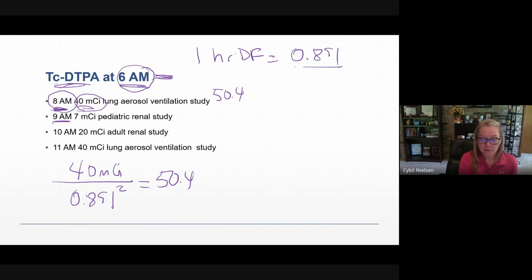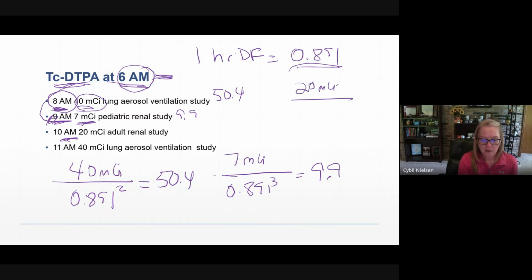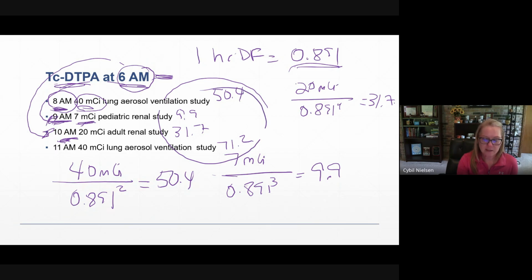Now the second one, I need 7 millicuries at 9 a.m. I'm going to take 7 millicuries and divide it by that 1 hour decay factor again. But since it's 3 hours between 6 a.m. and 9 a.m., I'm going to put it to the third. And that's going to come out to 9.9. We'll do the same thing, 20 millicuries. Now I have 4 hours that has elapsed. And this one comes out to 31.7. And the last one comes out to 71.2. So you just add all those together, and that's the total activity you need to put in that kit at 6 a.m. to get all of these different doses.